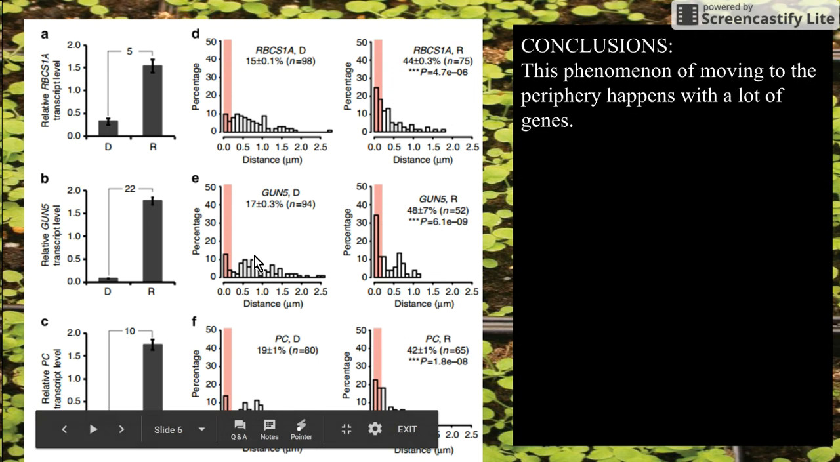This figure here is just confirming that this phenomenon happens with a whole bunch of genes, not just CAB. Here we have RBCS1A, GUN5, or PC, and all of these rather important genes exhibit the same phenomenon, where in the presence of red light, they get transcribed and they relocate themselves to the periphery of the nucleus.